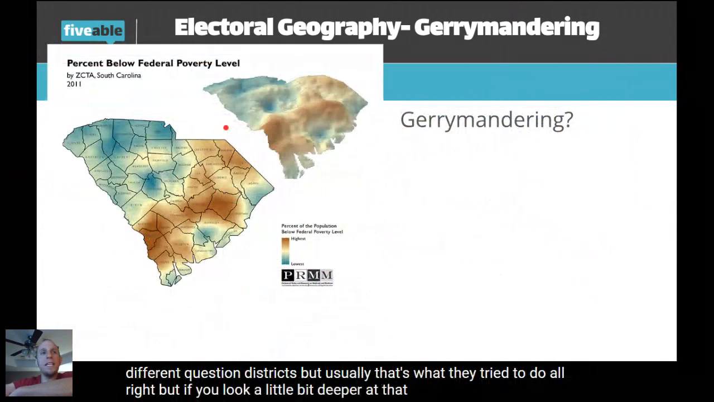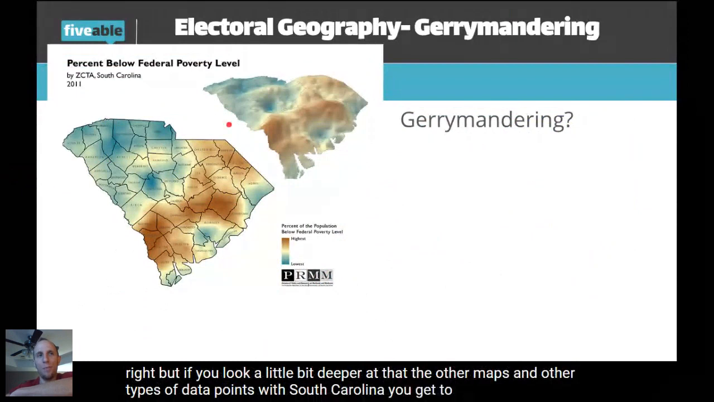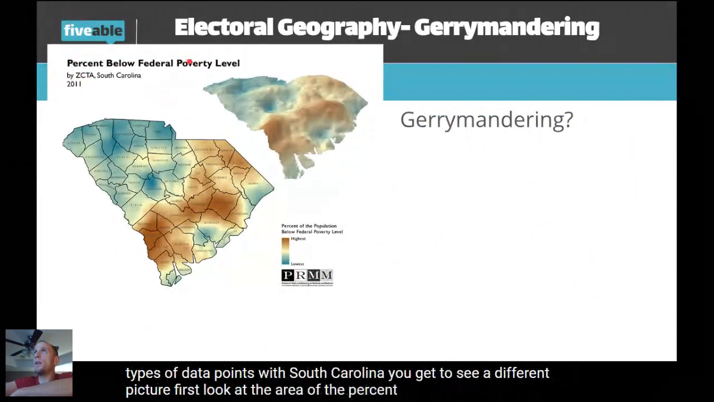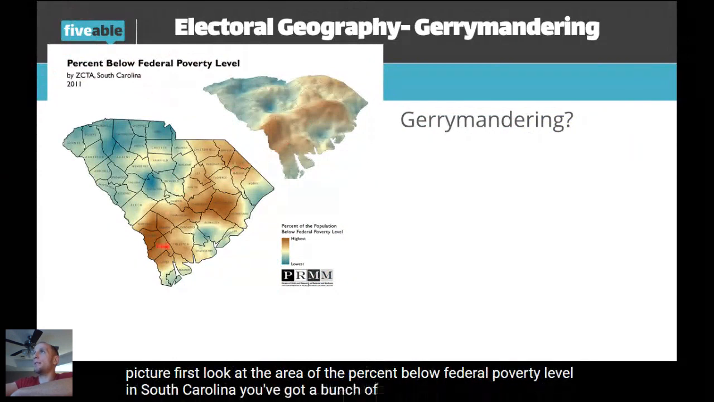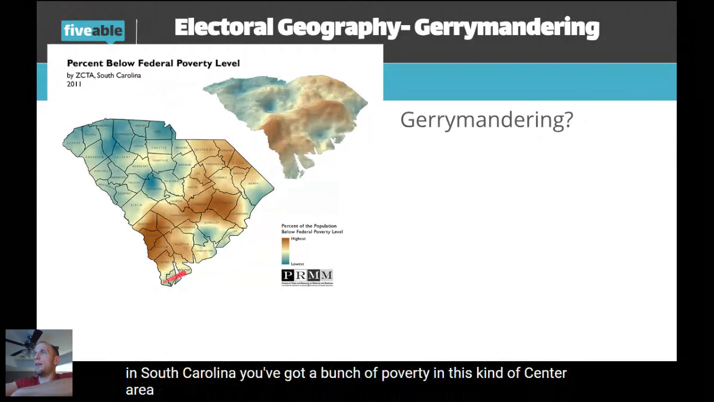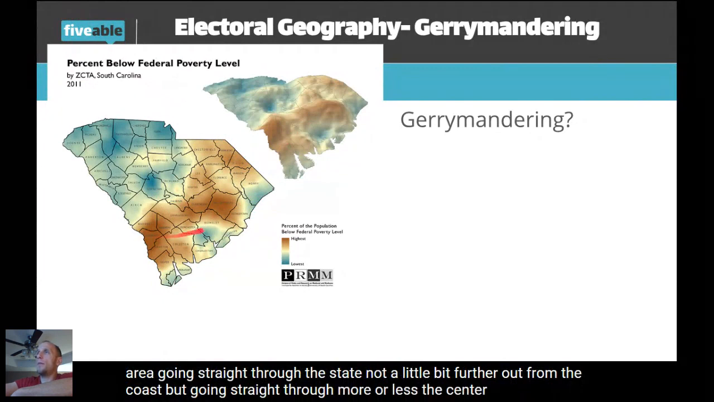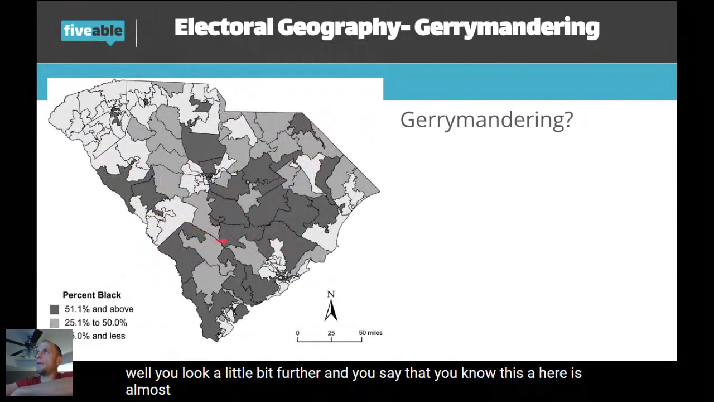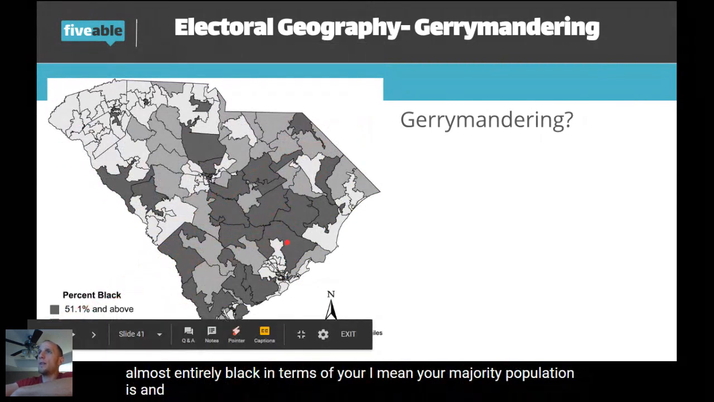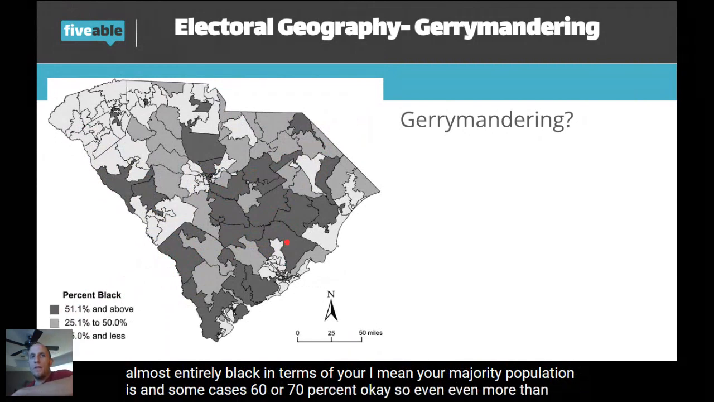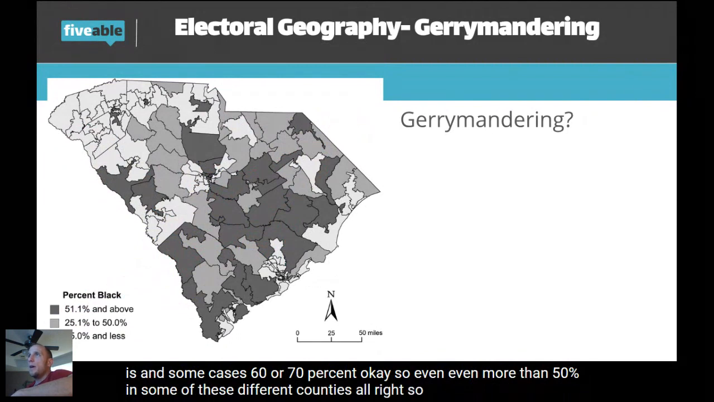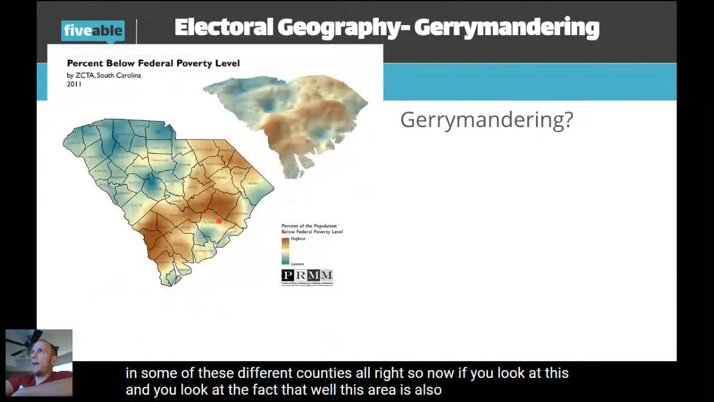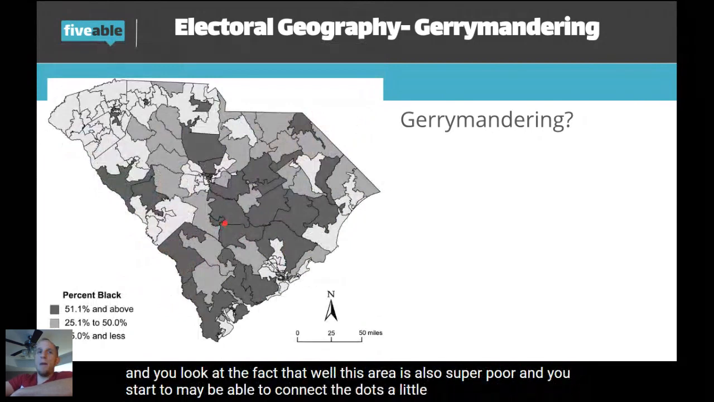All right. But if you look a little bit deeper at other maps and other types of data points with South Carolina, you get to see a different picture. First, look at the percent below federal poverty level in South Carolina. You've got a bunch of poverty in this center area going straight through the state, not a little bit further out from the coast, but going straight through more or less the center of the state. Well, you look a little bit further and you say that this here is almost entirely black in terms of your majority population, in some cases 60 or 70%. So even more than 50% in some of these different counties. All right. So now if you look at the fact that this area is also super poor, you start to be able to connect the dots a little bit.